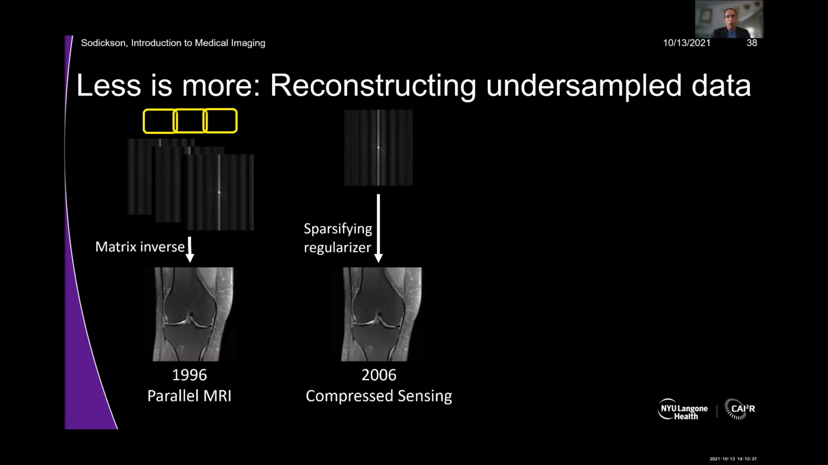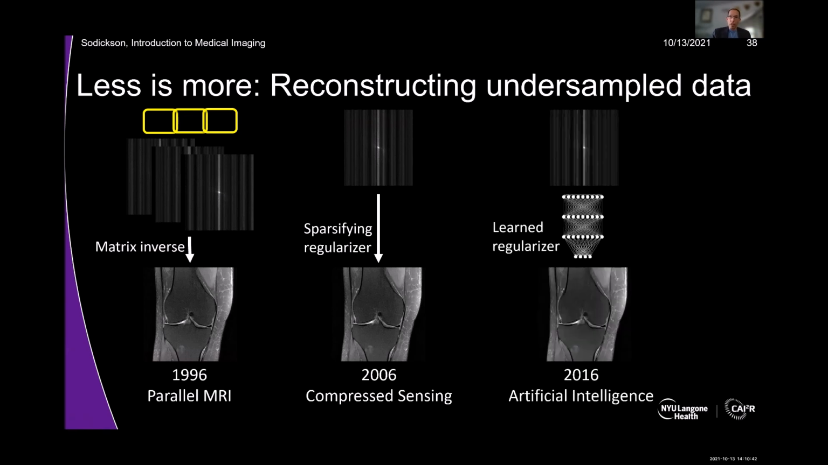About 10 years later, compressed sensing made its way into medical imaging and MRI in particular. And there you can undersample and get a full image, even with just a single detector coil, using an appropriate sparsifying regularizer. And then another 10 years later, we've started using artificial intelligence to now learn regularizers which have better performance, can get us cleaner images and higher undersampling factors, higher accelerations.